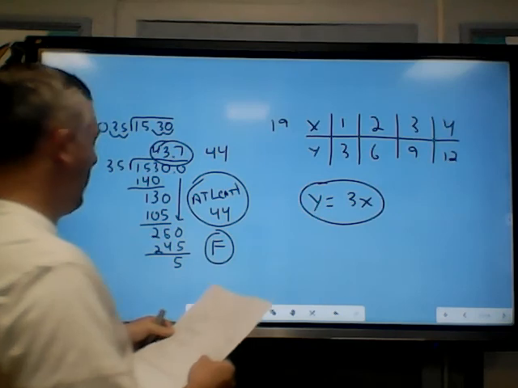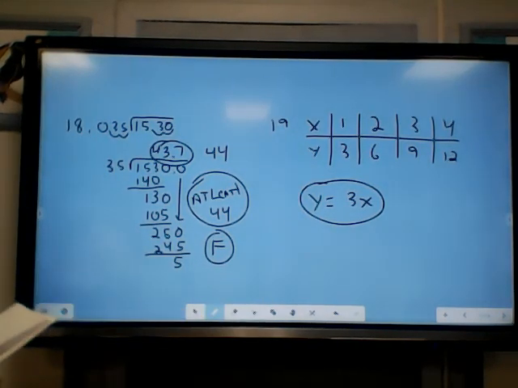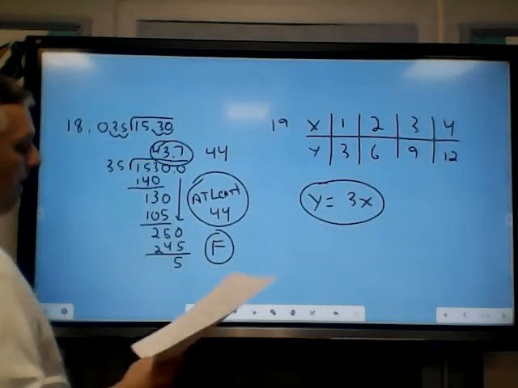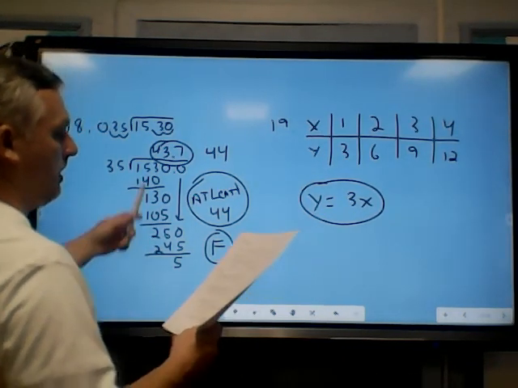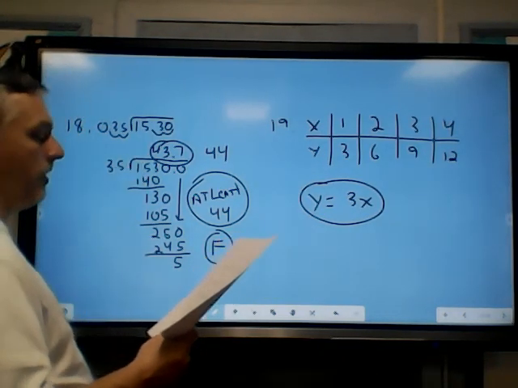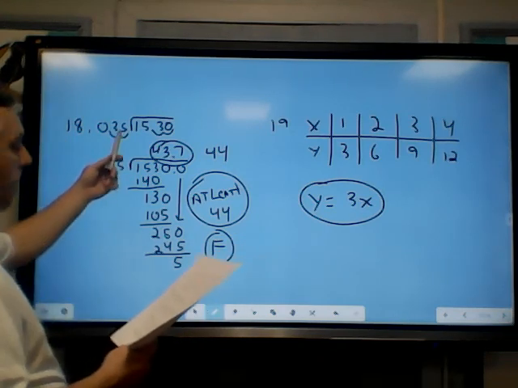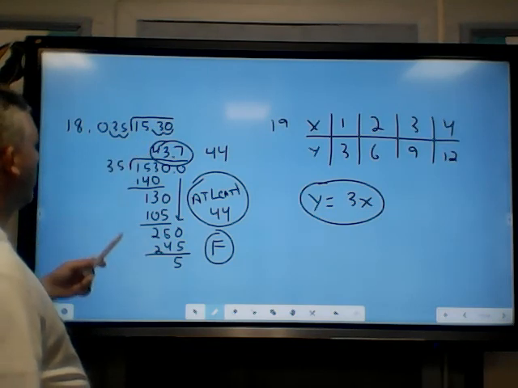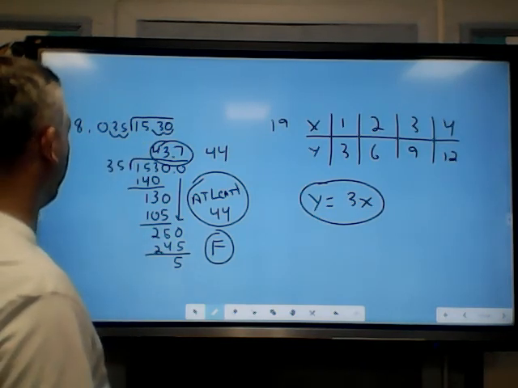Now, moving on to 18 and 19. 18 is not on the test, neither is 19. For 18, you just have to divide. They say the cookies she spent was $15.30 on ingredients, and she's selling for 35 cents a piece to make a profit. So you figure how much do I need to sell to make more than $15.30?